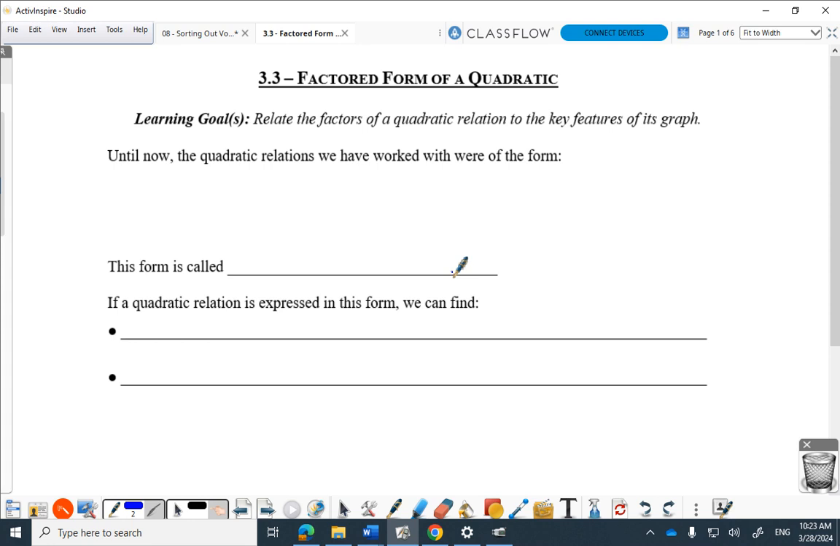Learning goal. Relate the factors. The factors? What do you mean factors? Yeah, I know. What do you mean factors? I got to show you. Of a quadratic relation to the key features of its graph.